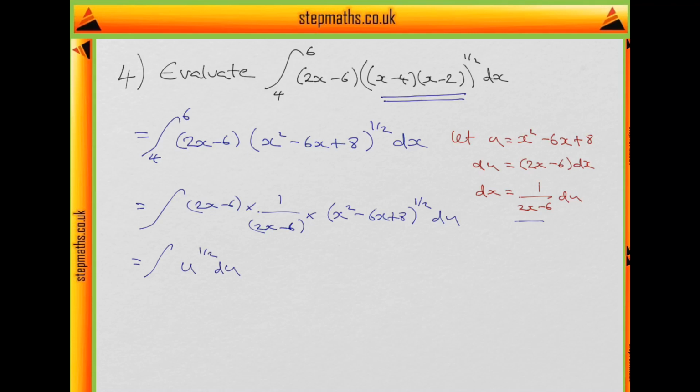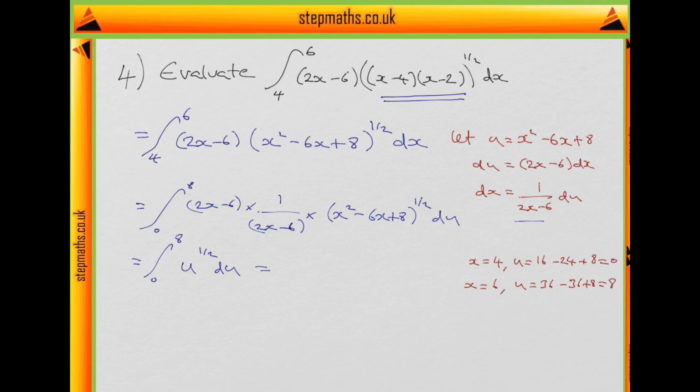Now let's quickly evaluate our bounds. So when x equals 4, u equals, well, 4 squared is 16, minus 4 times 6, 24, plus 8 is 0. When x equals 6, u will equal 6 squared, 36, minus 6 times 6, 36, plus 8 equals 8. So we get this is actually the integral between 0 and 8.